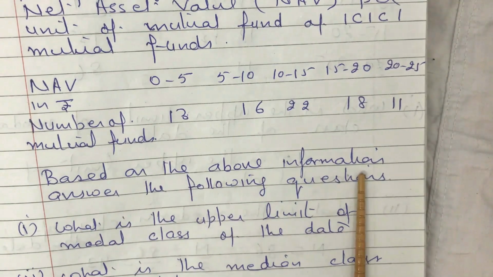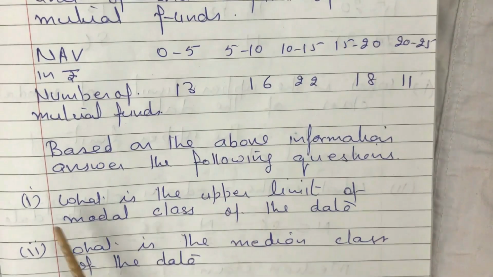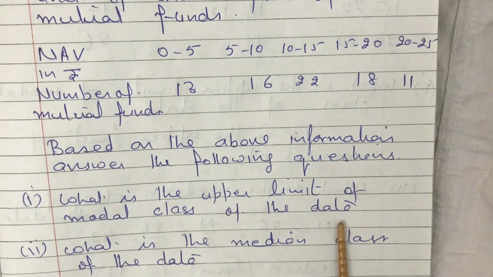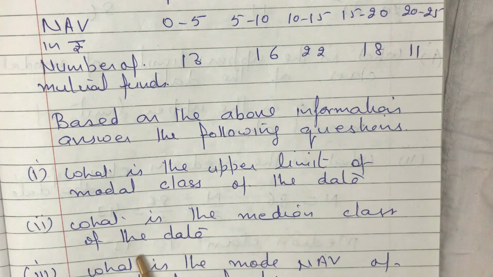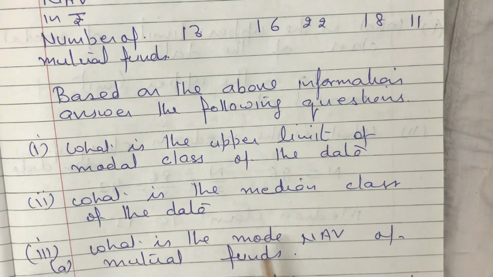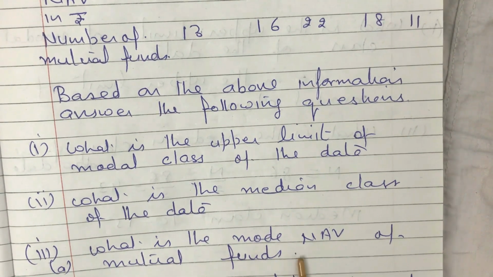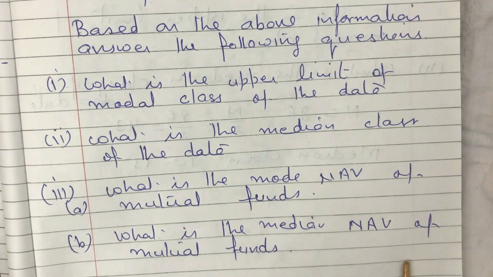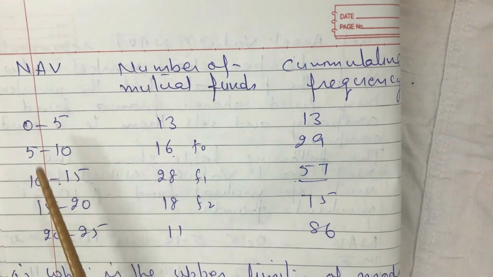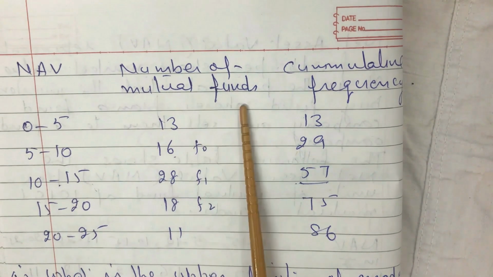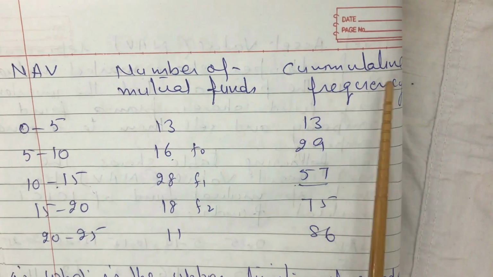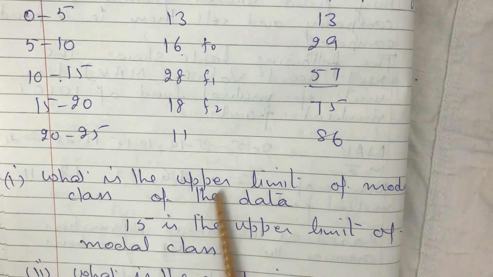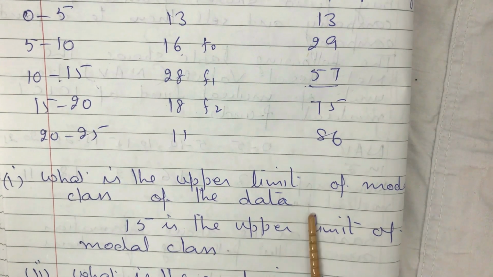Based on the above information, answer the following questions. First is, what is the upper limit of the modal class of the data? Second, what is the median class of the data? Third, what is the mode NAV of mutual funds? And what is the median NAV of mutual funds? This is the intervals, and this is number of mutual funds, and this is cumulative frequency, which I have written here. Now first question is, what is the upper limit of modal class of the data?